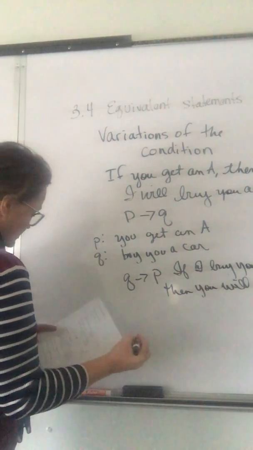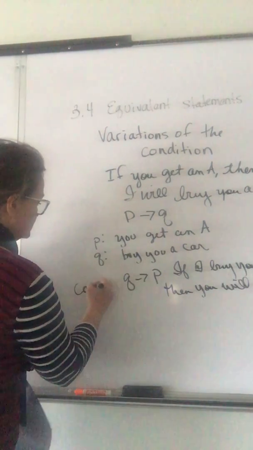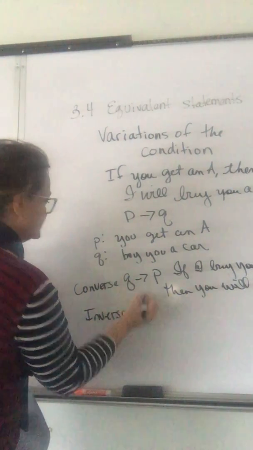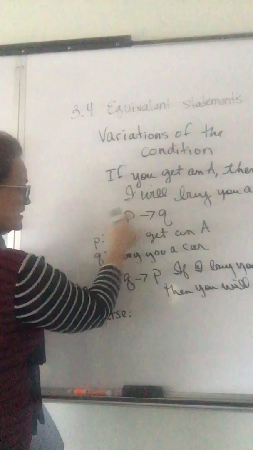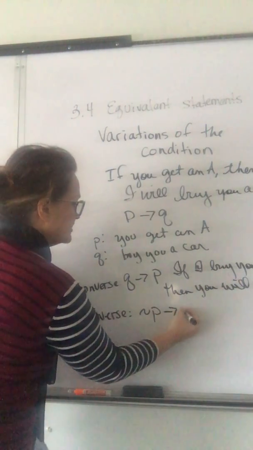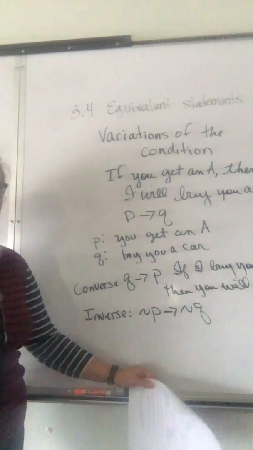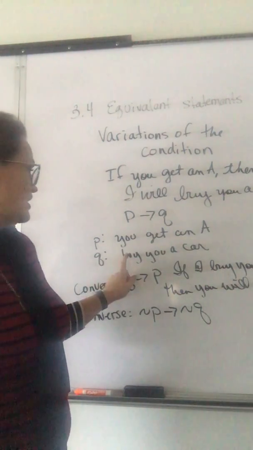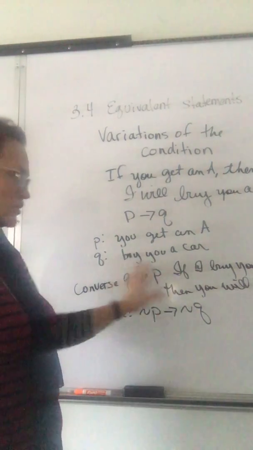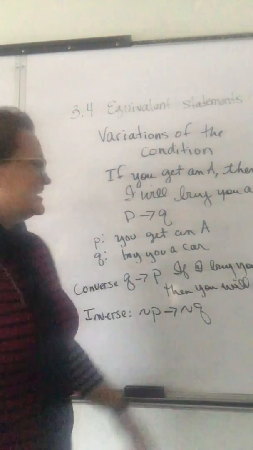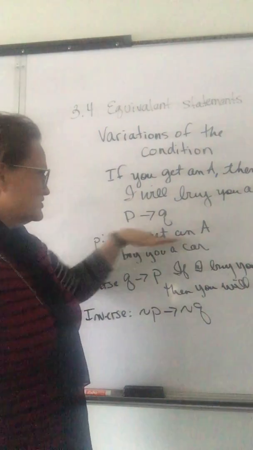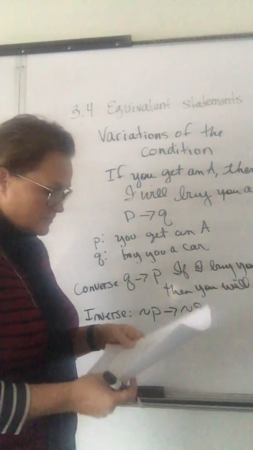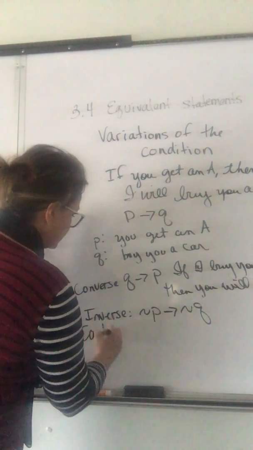All right, then the inverse. The inverse negates each thing. Keep the order P to Q, so not P, then not Q. So we want to negate each thing and say, if you do not get an A, then I will not buy you a car. So you just negate each part. I won't take time to write that out because you can hear me, right? If you do not get an A, so you negate that, then I will not buy you a car. So negate each part.